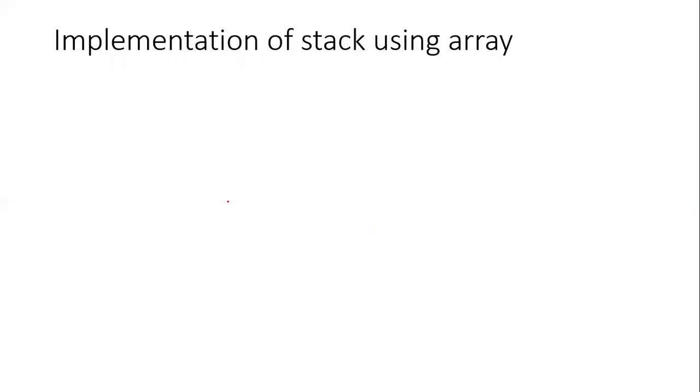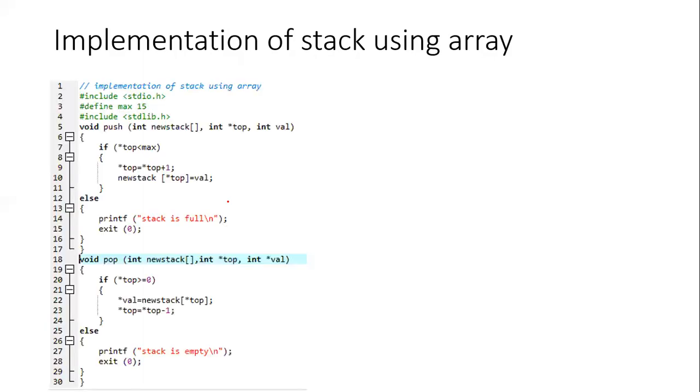Okay, let's see how to implement the stack using an array using a simple C program. Here in the first part, what we have is the implementation of push and pop functions. Just for our convenience, we defined a constant, max 15. So wherever I use max in the program, it's going to carry the value 15. The push operation, as we discussed earlier, is a function of the stack, top pointer, and the value.